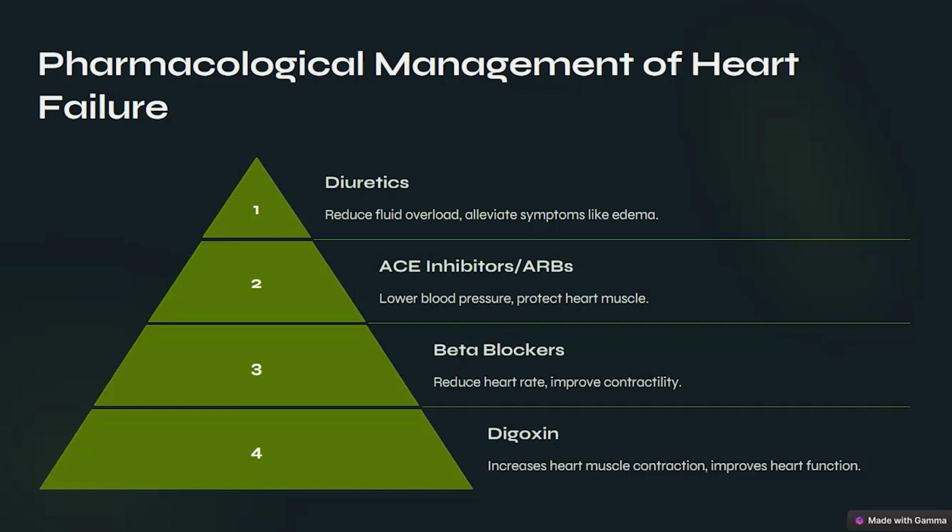The next group of drugs is beta blockers. Beta blockers reduce the heart rate and improve the contractility. When the patient is in a fluid overload state, beta blockers should not be started. So it's very important that first you dry up the patient with diuretics and ACE inhibitors, then subsequently go on to beta blockers. Beta blockers should be started only when the patient is already dry.